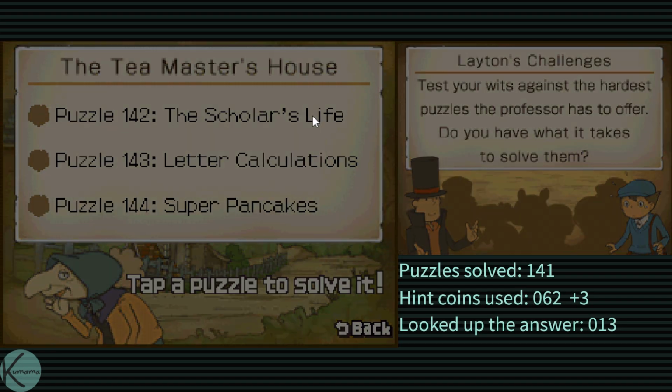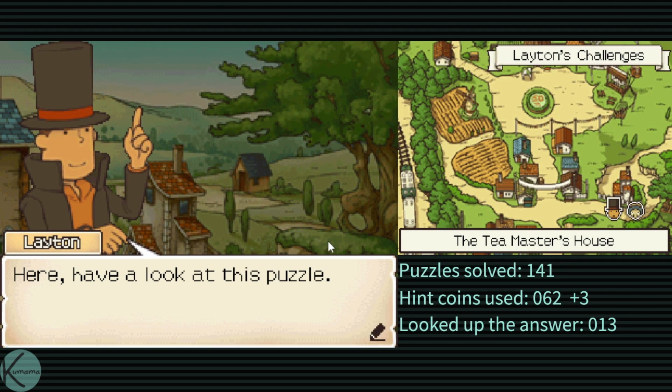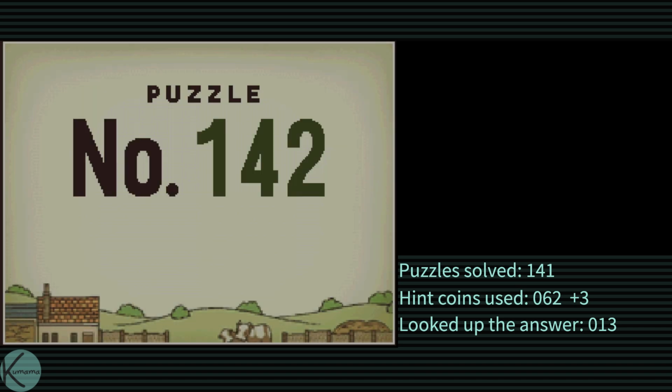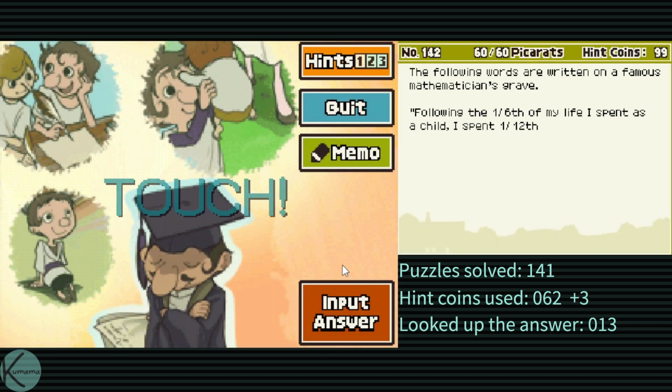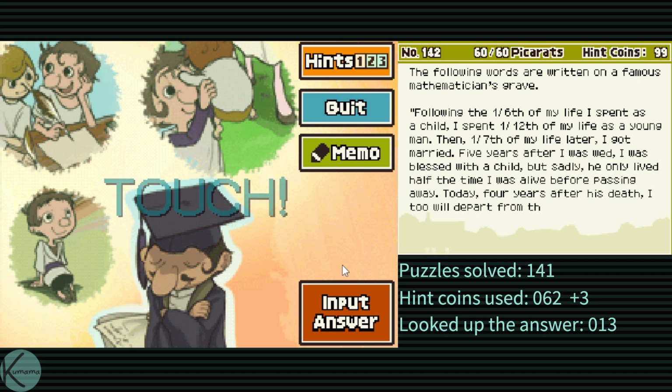142, The Scholar's Life. Yeah, have a look at this puzzle. The following words are written on a famous mathematician's grave.